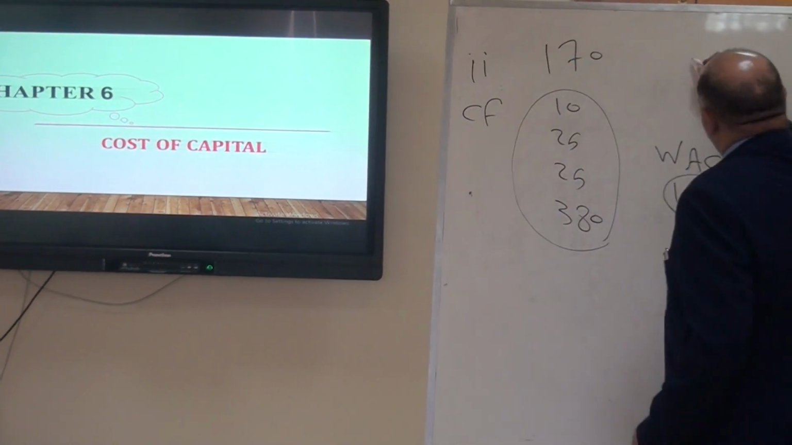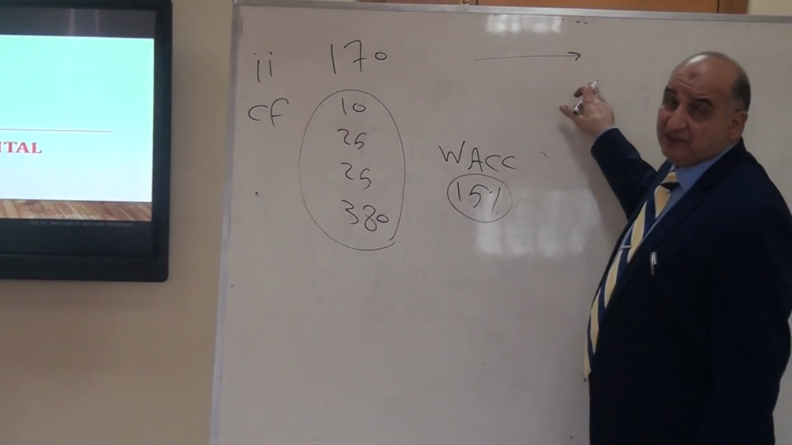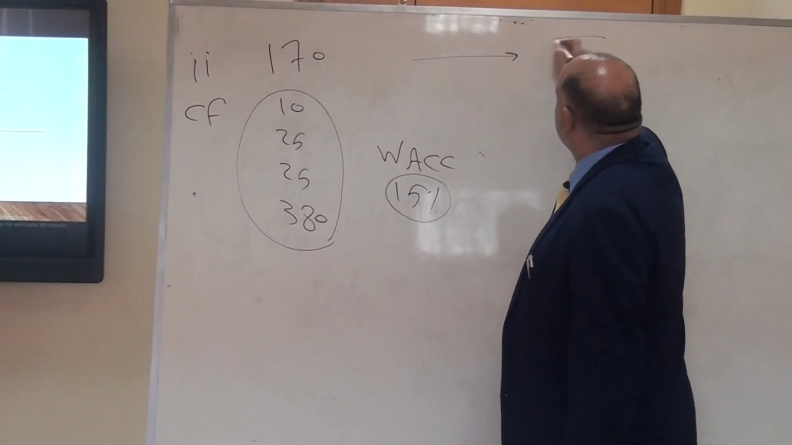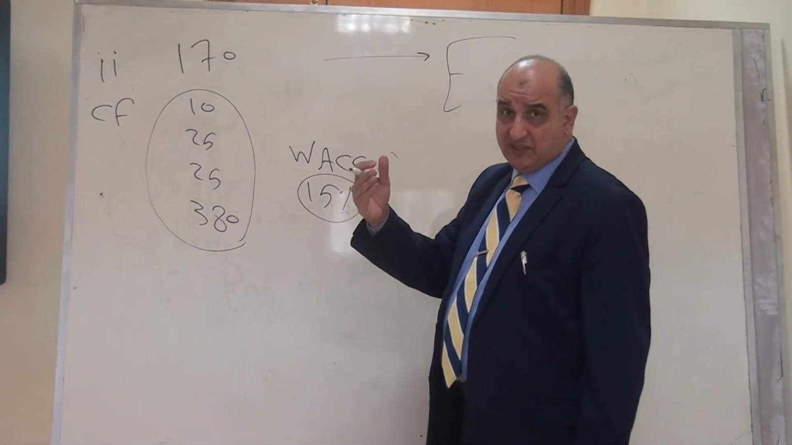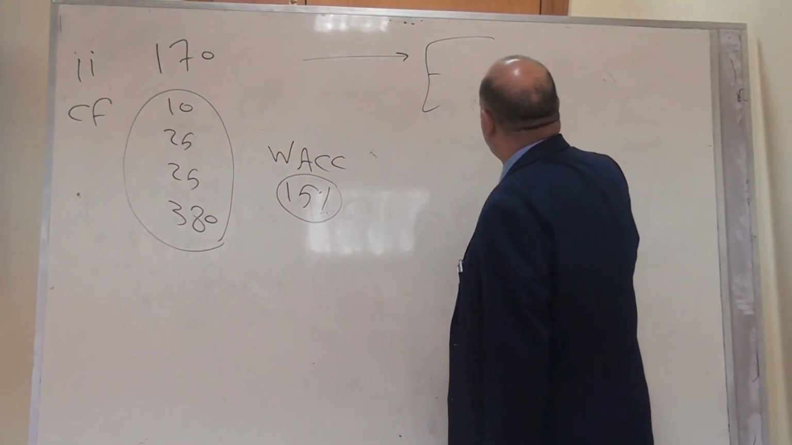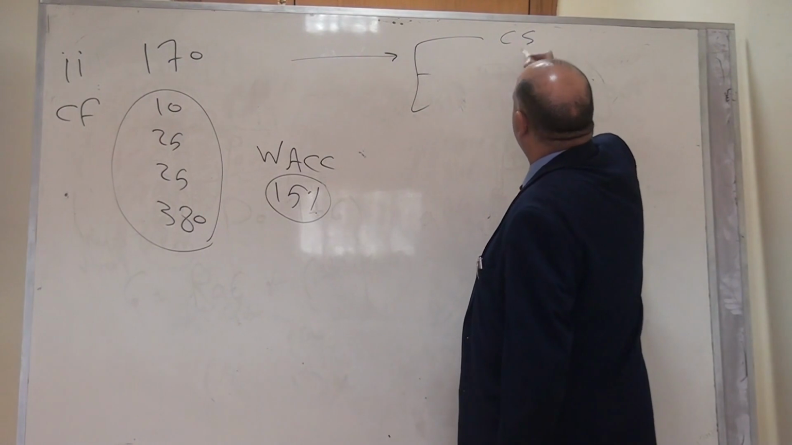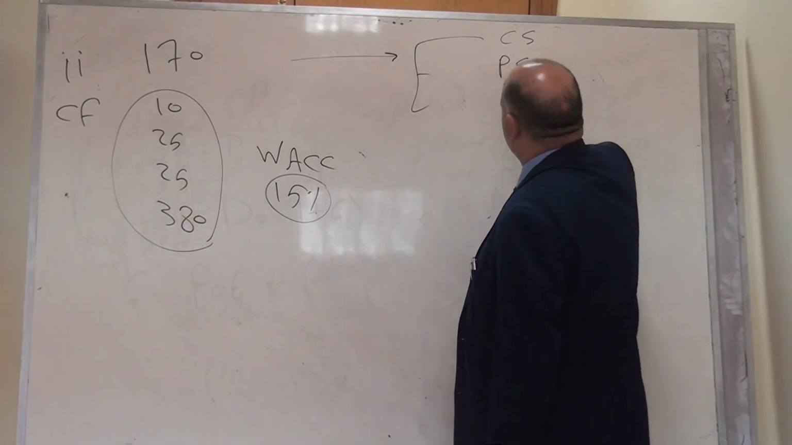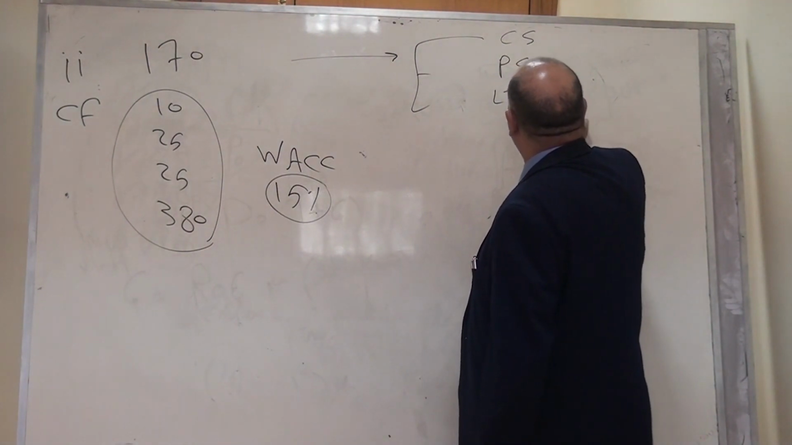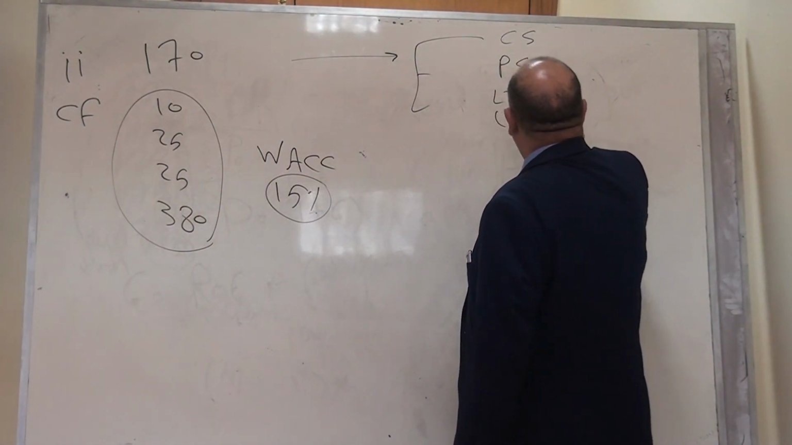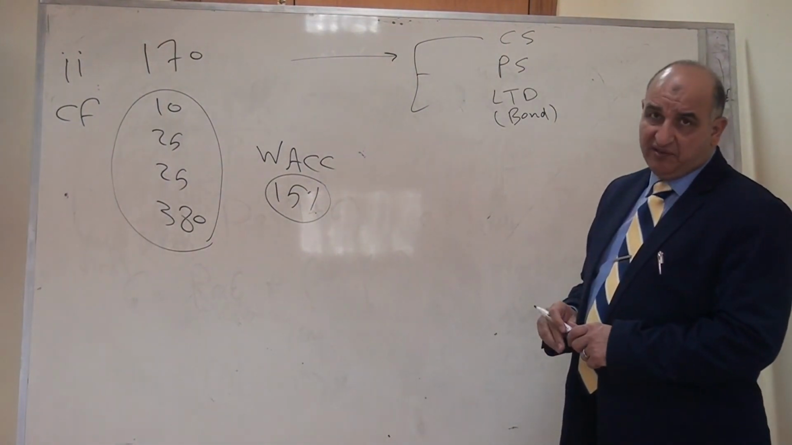Okay. To calculate the cost of capital, because the initial investment is not a long-term investment, it has to be financed from long-term sources. And the long-term sources are common stocks, preferred stocks, and long-term debt, which is bonds. These are the only three long-term sources we have.